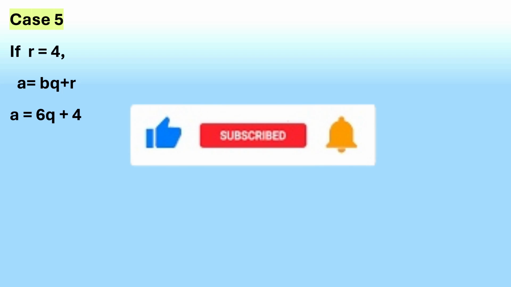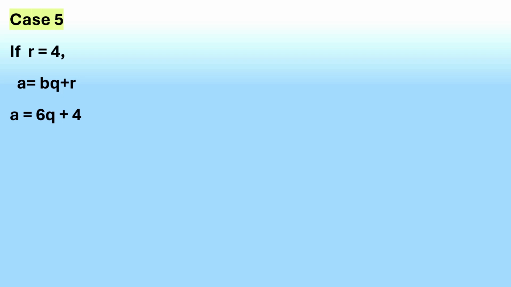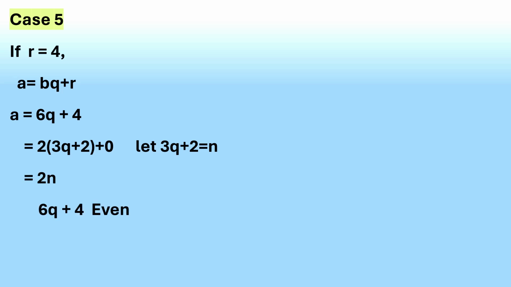Now case 5. If we take r is equal to 4 and apply Euclid division lemma, a is equal to bq plus r, now we'll get a is equal to 6q plus 4. Here the common factor of 6q and 4 is 2, then take 2 common and we'll get 2 into 3q plus 2. Let 3q plus 2 be n, then we'll get 2n. 2n is an even integer, so 6q plus 4 is also an even integer.